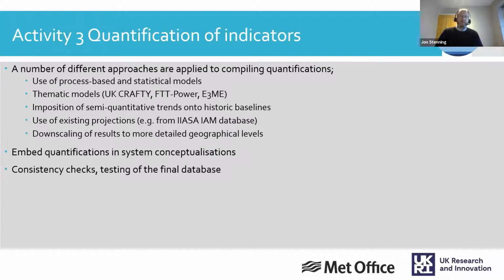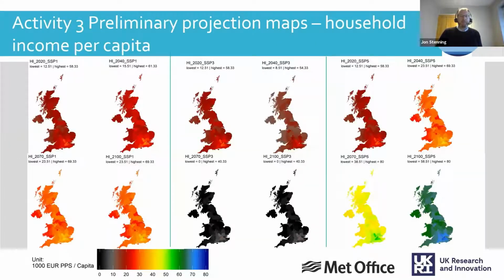And obviously, we've been doing consistency checks and testing, and that's where we are at the moment on the project. Just to show you what some of these quantifications look like. So this is our household income per capita maps. This is just for 3 of the SSPs.